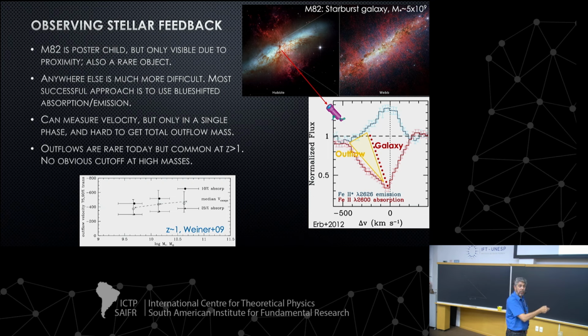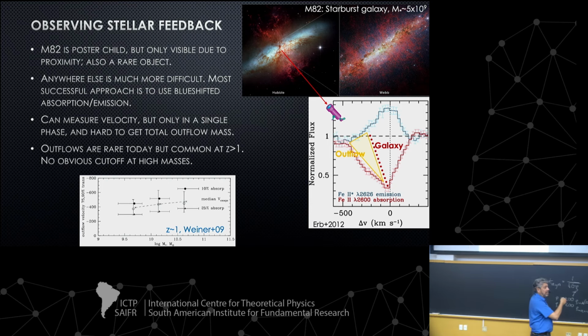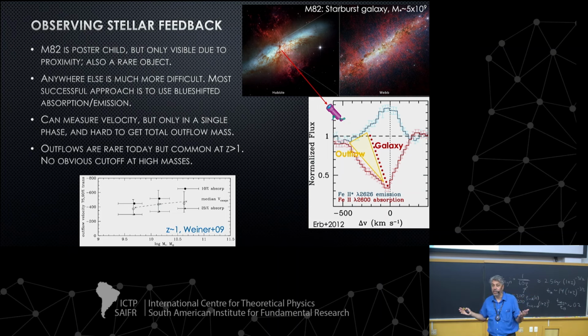this outflow goes up to 400 or 500 kilometers per second. So I say that's the velocity of the outflow, the peak velocity of the outflow. The problem is the mass, right? Because I'm looking at this in one particular transition, this iron 2 line, right? Well, who the heck knows how that relates to the whole amount? I mean, most of it is obviously hydrogen, right?